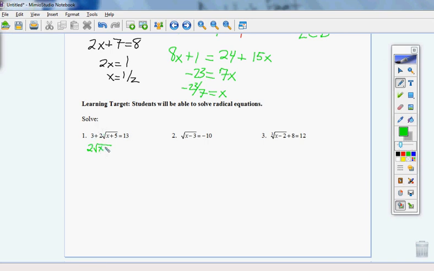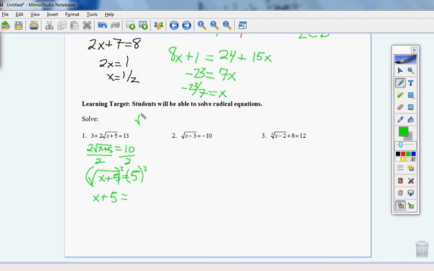So 2 times the square root of x plus 5 is equal to 10 when you subtract 3 from both sides. Next thing I do is divide by 2, and I have the square root of x plus 5 equal to 5. All right, and then I'm going to square both sides. So now I'll have x plus 5 on the left. Think about it. A radical times a radical is itself, right? So a radical times a radical is just the radicand. So it's just x plus 5.